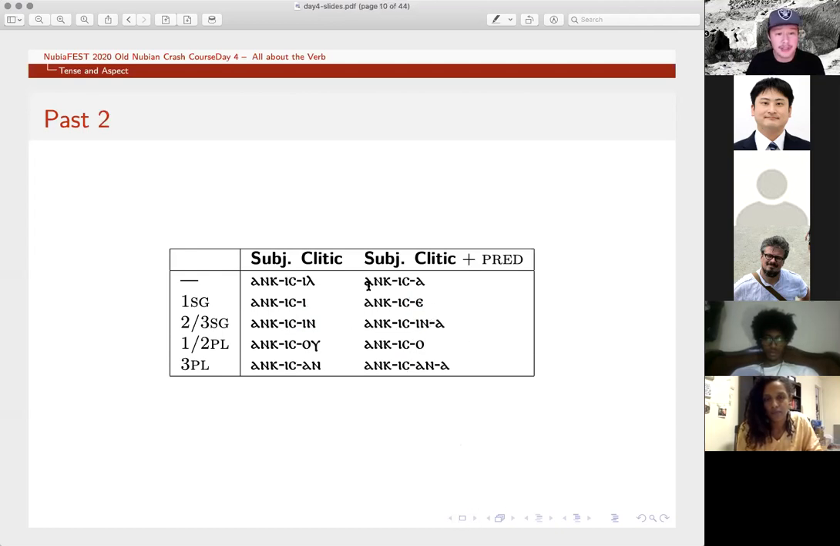Past two is characterized by a sigma, by an S sound. It's always very recognizable. And as you can see here, no assimilation is happening, right? The sigma is just there always. In fact, the sigma usually leads to assimilation effects elsewhere, as we will see maybe in some of the examples.